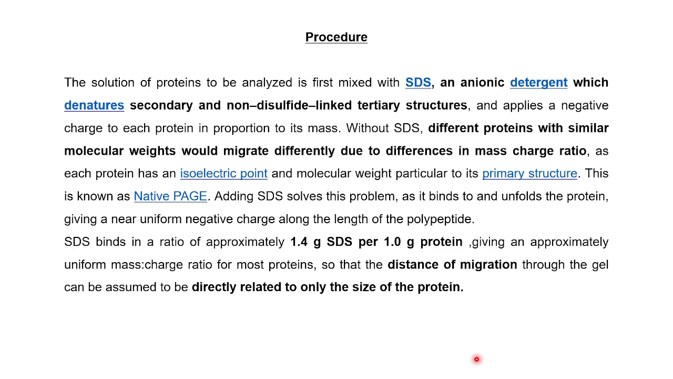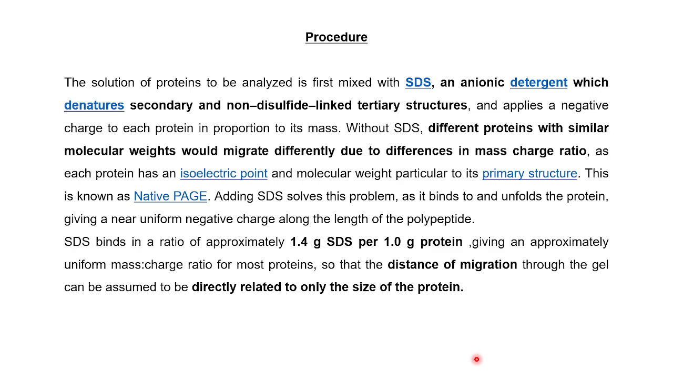The different proteins with similar molecular weights would migrate differently due to the difference in the mass-charge ratio, as each protein has an isoelectric point and a molecular weight particular to its primary structure. Now, this is known as the native PAGE.